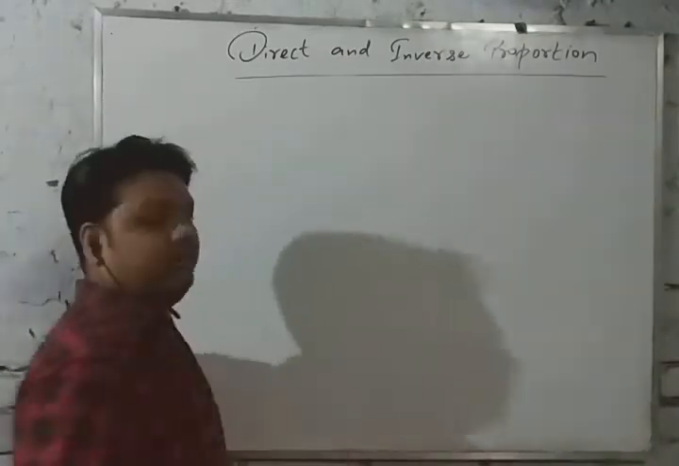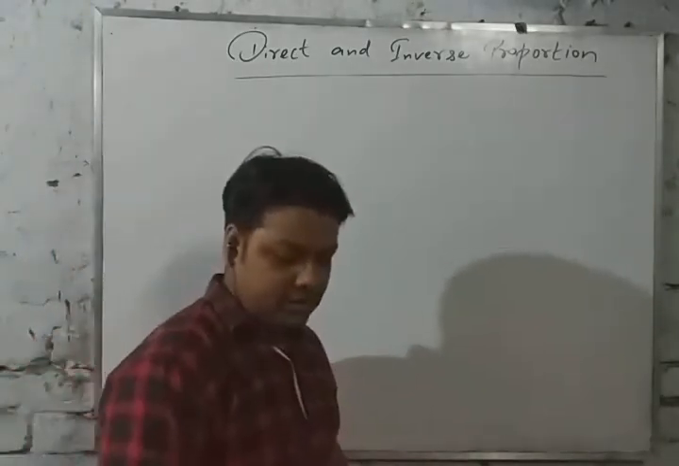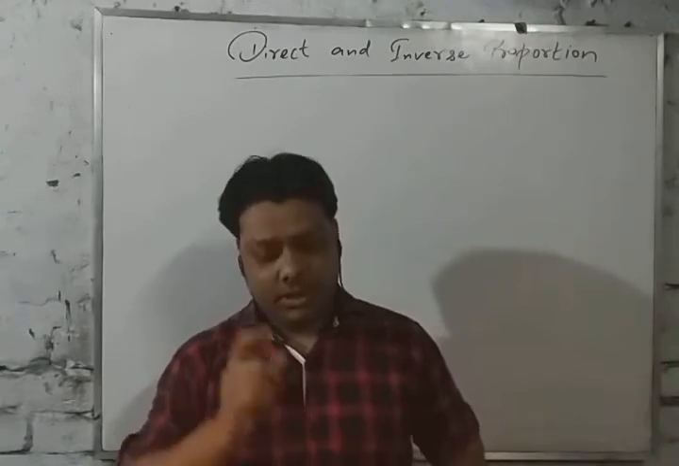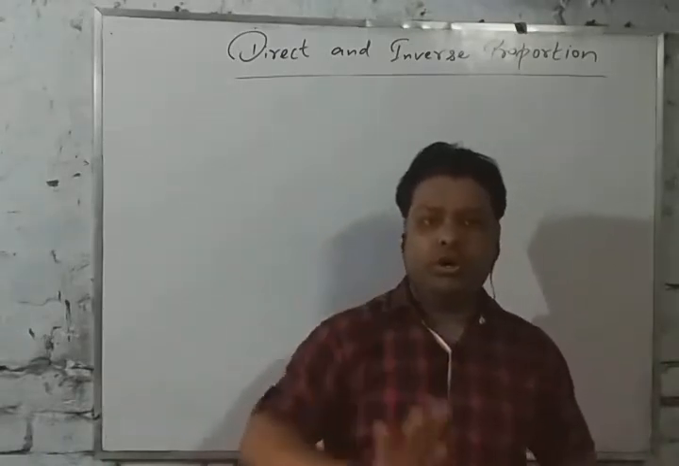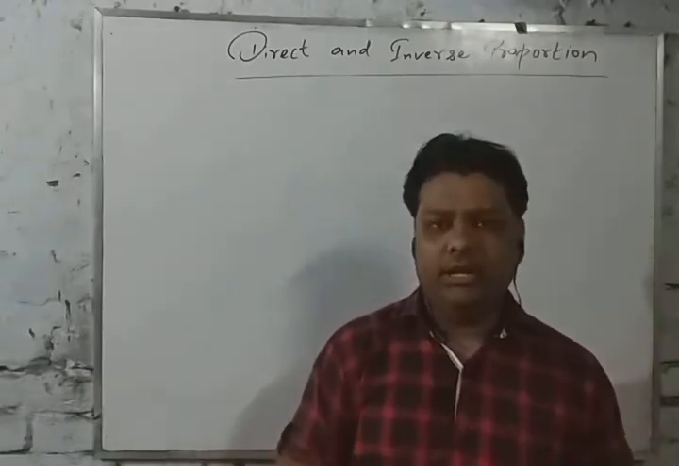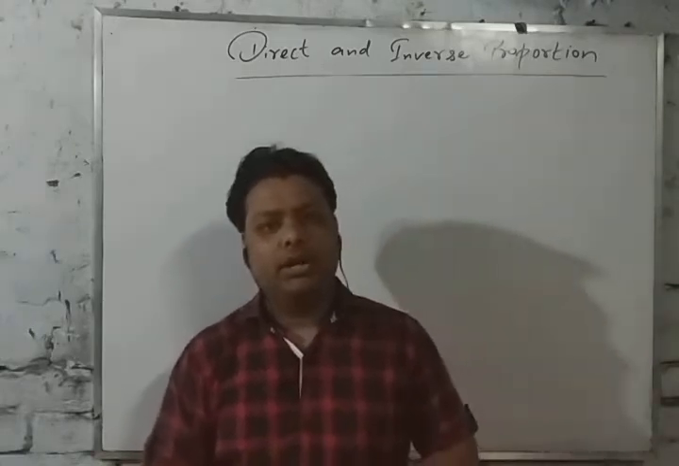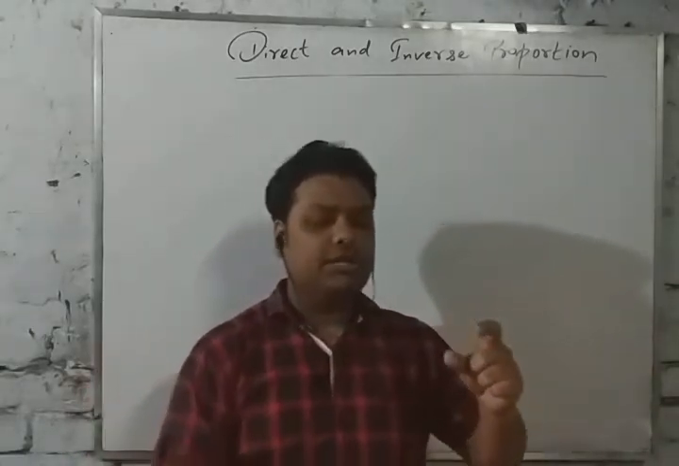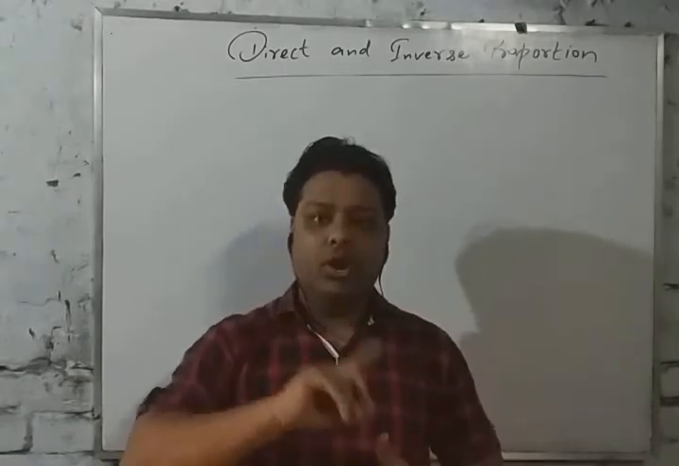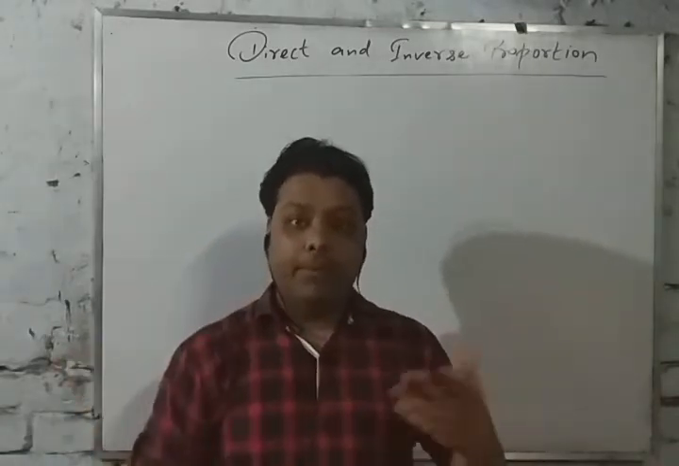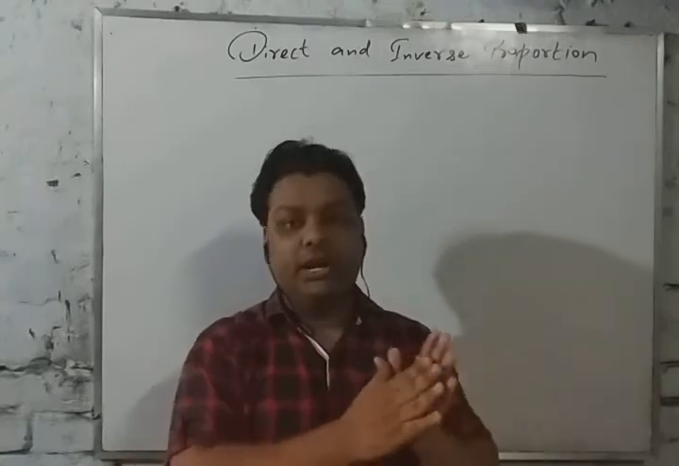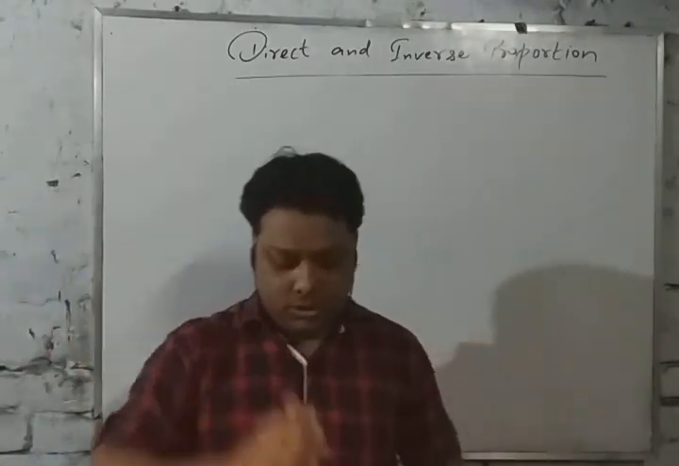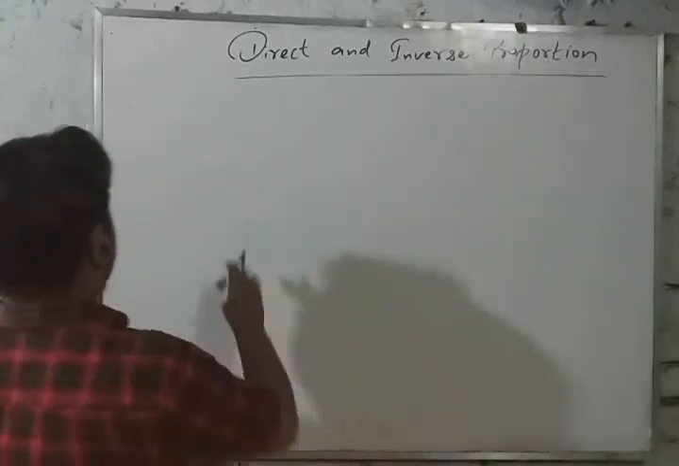Now let's start with the definition of direct variation. What does the definition of direct variation say? If x and y are two quantities, and if the value of x increases, then the value of y will also increase. But if the value of x decreases, the value of y will also decrease. So let's see the definition at first.